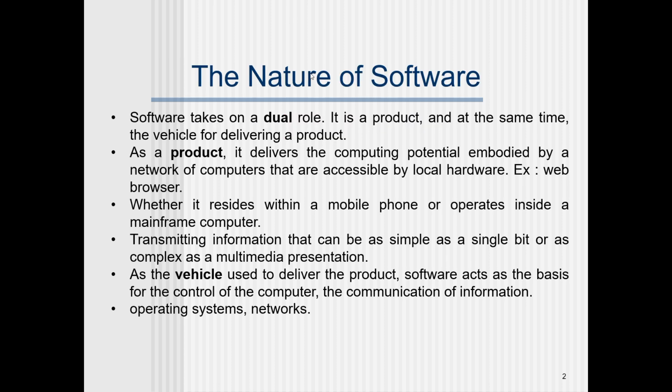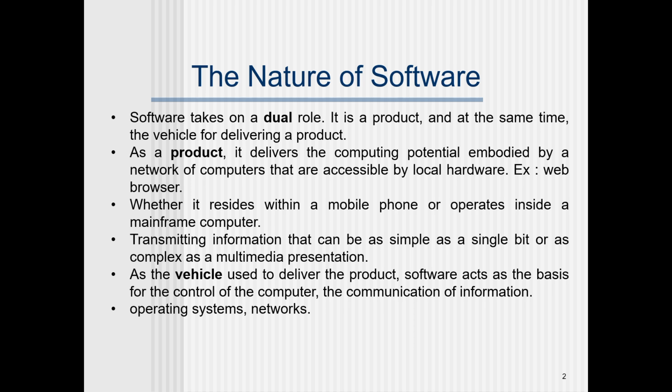So what are the things we will be considering under software engineering? We will look at the nature of software. Software actually takes on a dual role. It is a product, and at the same time a vehicle for delivering a product. Let us remember the definition of software like this: it is a product and it is also a vehicle for delivering a product.